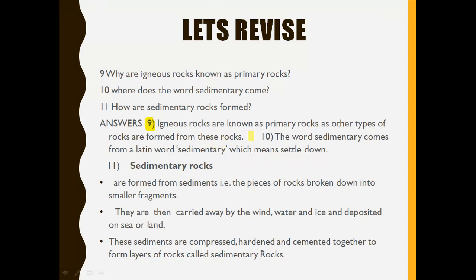Now, where does the word sedimentary come from? So let's just highlight this. Okay, question number 10, where does the word sedimentary come from? Sedimentary word comes from a Latin word sedimentare, which means to settle down.